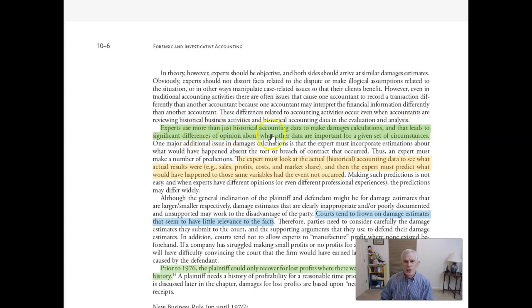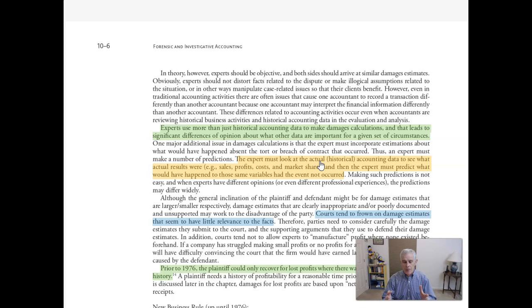So what you will do, like it says up here, experts use more than just historical data. You're not just going to look at past accounting records, past income statements, balance sheets, past tax returns. You will use those, yes. But then you'll need to make a prediction out into the future. Based on those past numbers, you'll need to predict what those numbers probably would have been without the action causing harm. You compare that to where the numbers are with the harm that actually took place, and that difference would be the amount of the loss. So how do you compute that? We're going to spend the rest of the chapter finding that out.